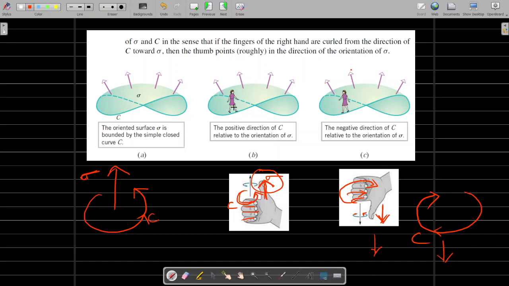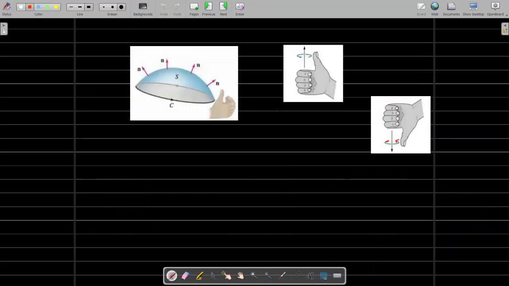Or you can consider this walking example where a person is walking with his or her head in the orientation of the surface sigma. Then if the surface is on her left, we say that she is walking in the positive direction of C. And if her head is in the direction of orientation of sigma, but the surface is towards the right of her, then we say she's walking in the negative orientation of C. This will be clear when we are dealing with some problems.